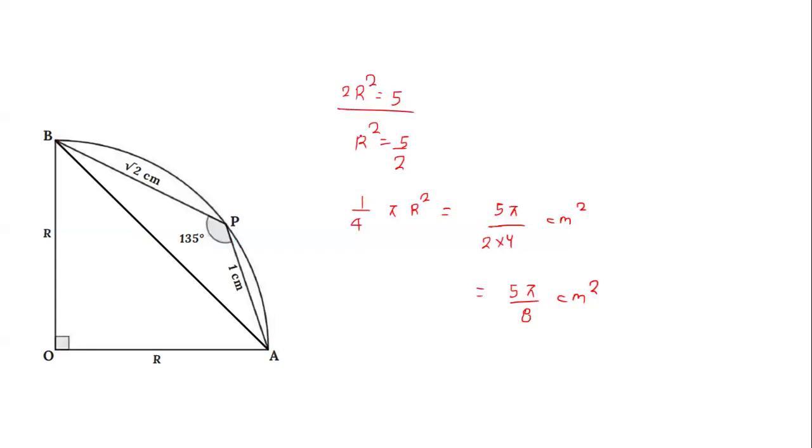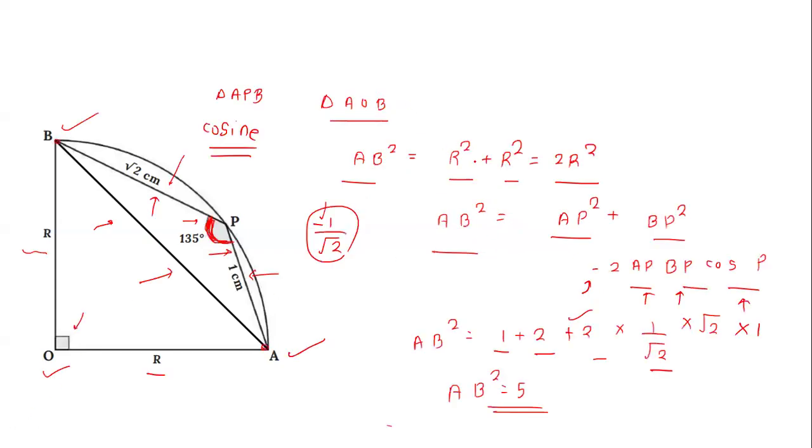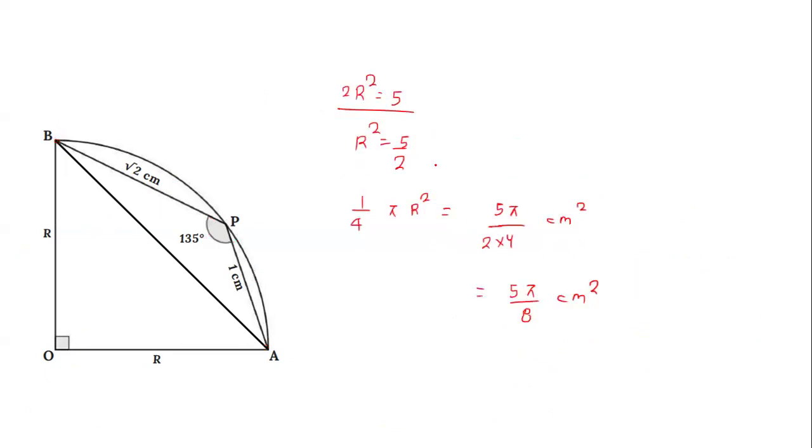Now you know AB square is 2R square and AB square is also 5. So you can equate both of these, and from here you can get the value of R square. Now you know the value of R square, and the area of the quarter circle is 1 by 4th of pi R square. So 1 by 4th of pi, and the R square value you know is 5 by 2. So it will become 5 pi by 8 centimeter square. So in this way we can solve this. Hope you like the video. We will meet in the next.